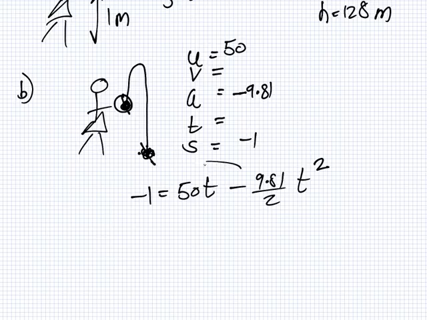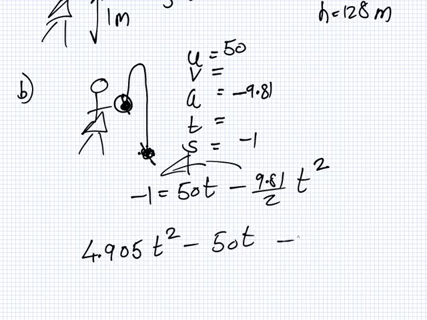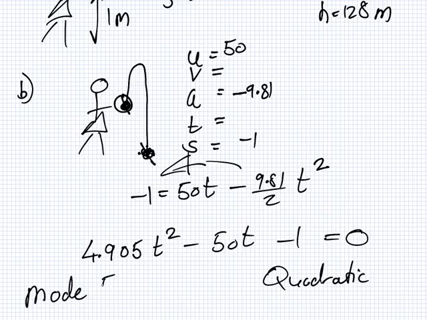I'm going to take all of this to the left. So I'll get 4.905 T squared minus 50t minus 1 equals 0. Now, this equation is called the quadratic, and you haven't learned how to solve that in maths class yet. You'll learn how to do that this week. For the moment, we can cheat and use mode 53 on our calculator.